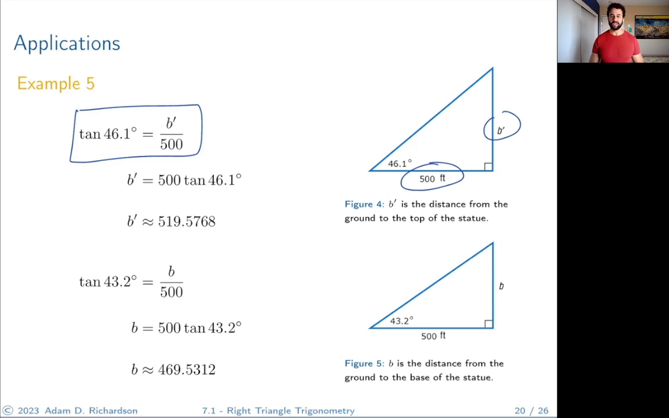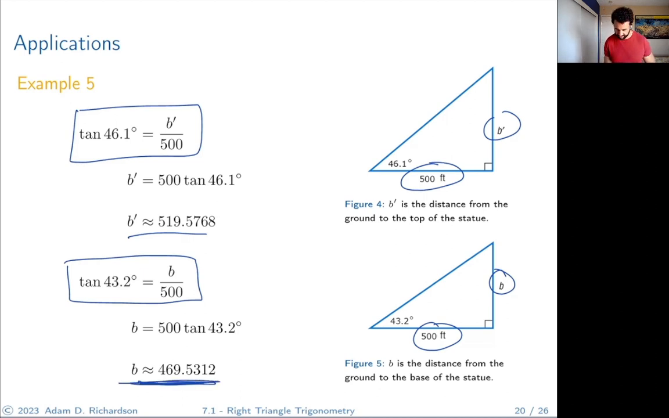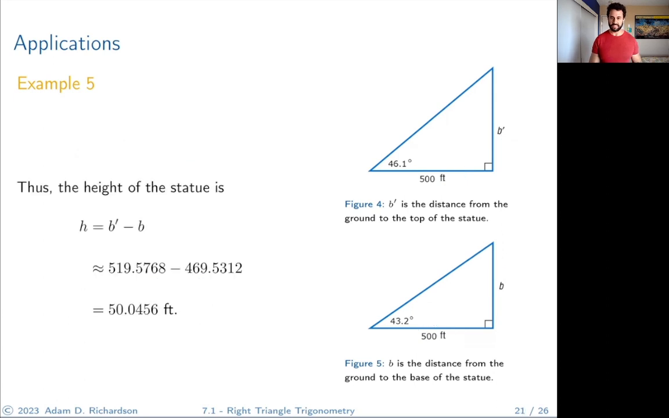With that information, we can solve for B prime, use a calculator to get an approximation, and we get this. Then we repeat the argument. Tangent of 43.2 degrees is going to be opposite over adjacent. We can solve for B and get an approximation with a calculator. So now we know B prime and we know B. If we take their difference, we'll get the height of the statue. So the height of the statue is B prime minus B, which comes out to about 50.0456 feet.